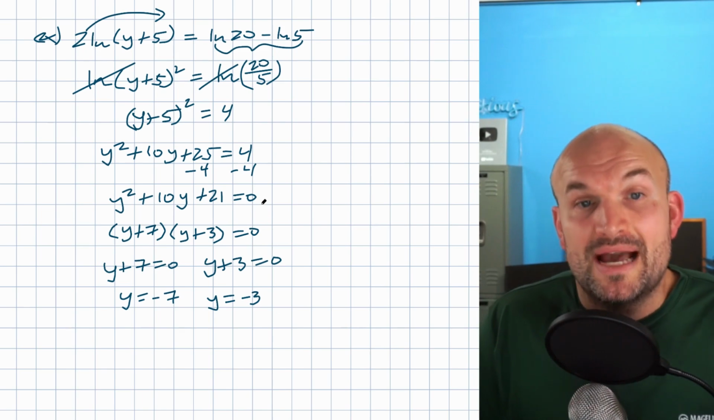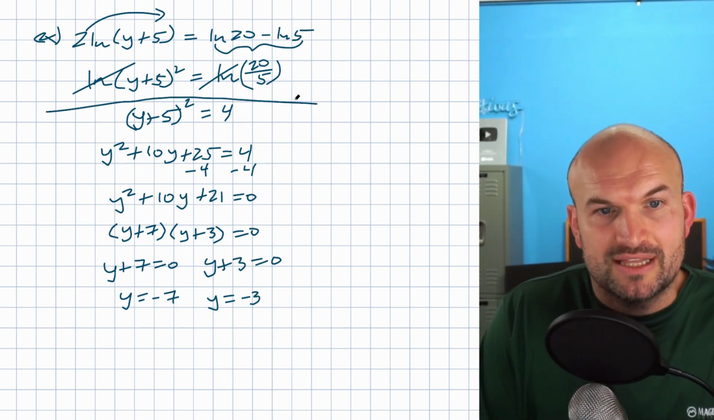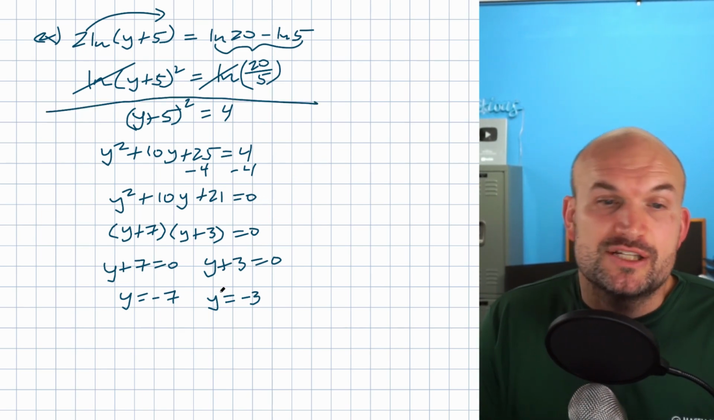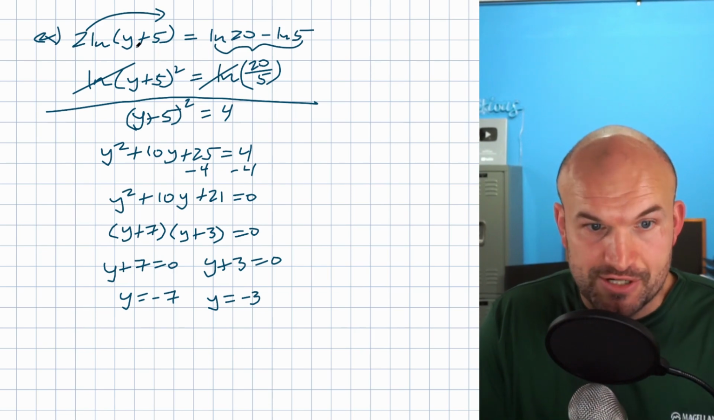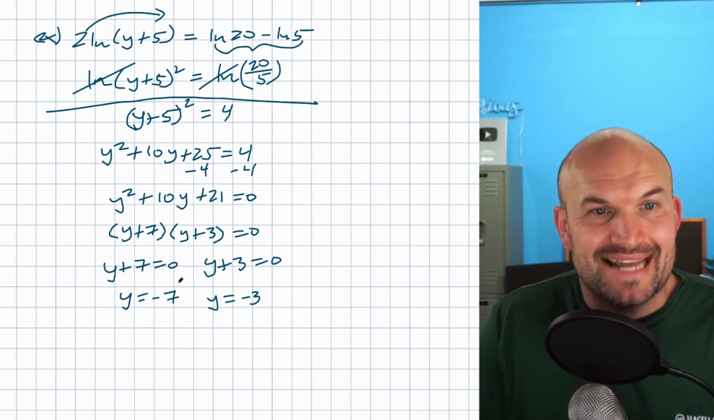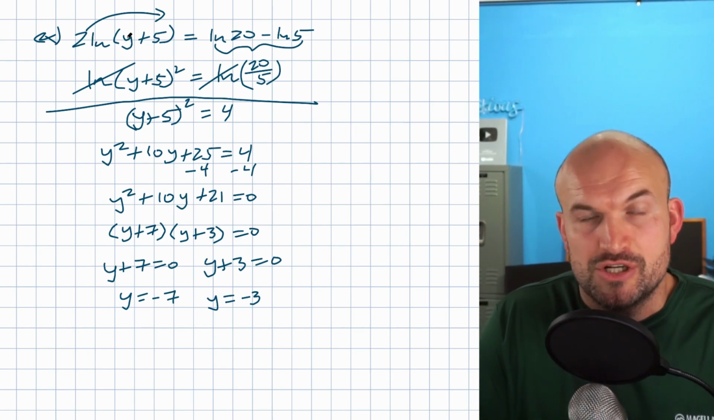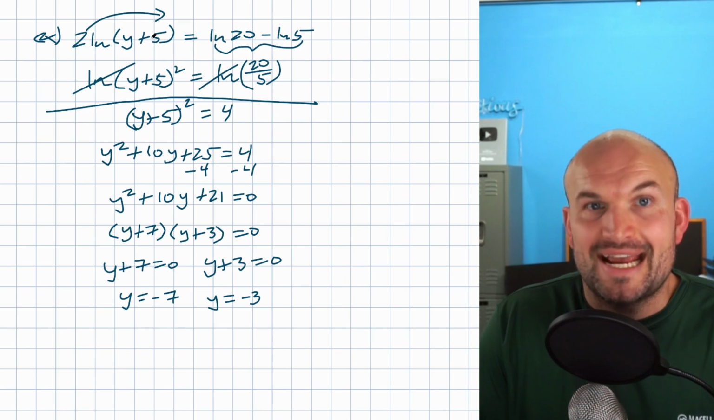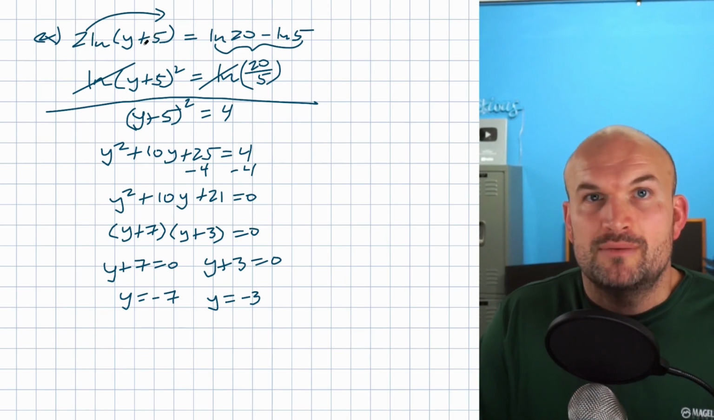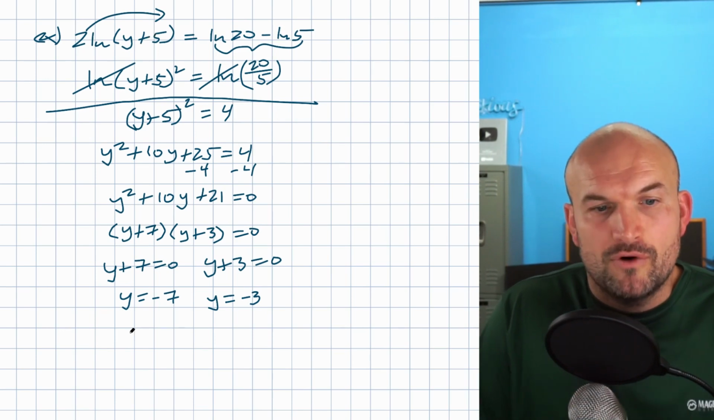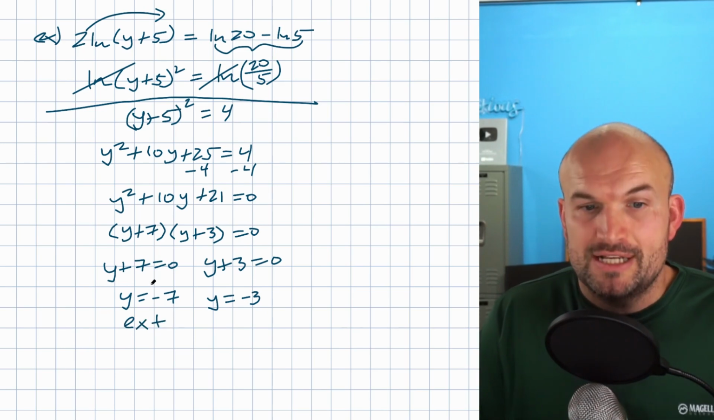Okay, so now we got to go back and check our solutions. We don't want to check this solution. We already know this is true. We want to make sure these solutions are going to satisfy the original equation. And already I can see that negative 7 does not work, because look what happens. When you take negative 7 and plug it into the equation, negative 7 plus 5 is a negative 2. You cannot take the logarithm of a negative argument. So therefore, this is going to be what we call an extraneous solution.